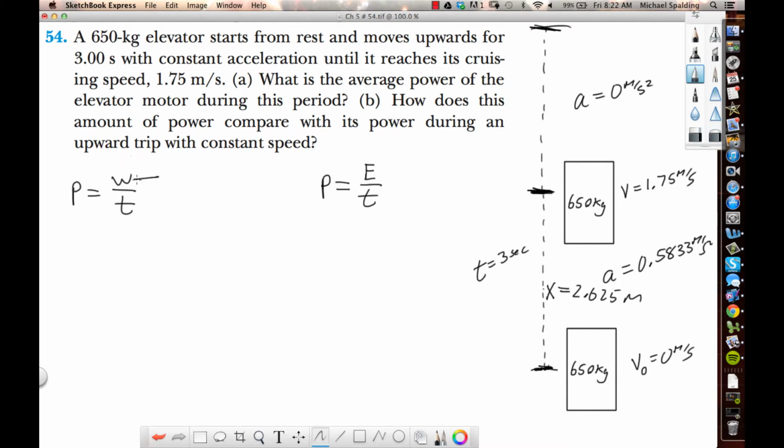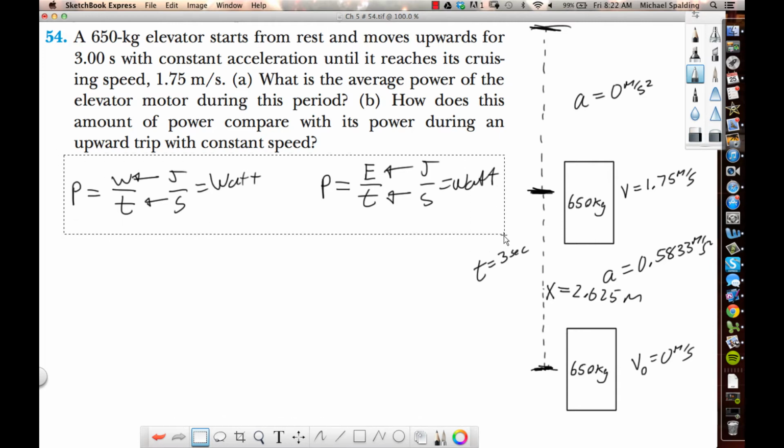What do we measure work in? Work is what? Joules. What's time? Second. What's a joule per second? That's called a watt. Guess what? Over here? What is energy? Joules. What's time? Second. What's that called? A watt. So look at, you can solve this problem either way. You could look at it from the work perspective or the energy perspective. Okay?